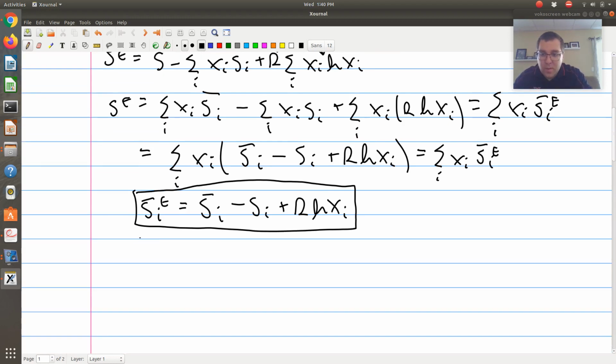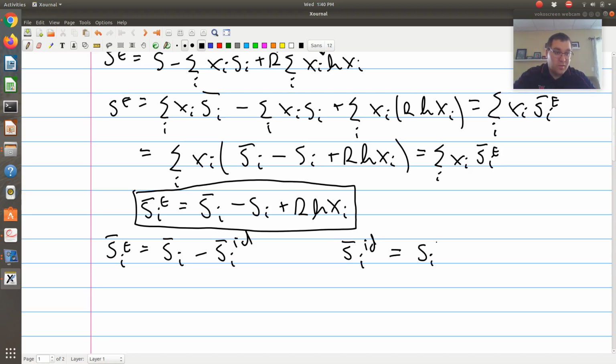Route 2 is, remember, s-bar_i^E is equal to s-bar_i minus s-bar_i ideal. So the key is trying to remember what is s-bar_i of an ideal solution. Well, we showed in our review from chapter 11, two sets of notes ago, that it would be equal to s_i minus R log x_i.